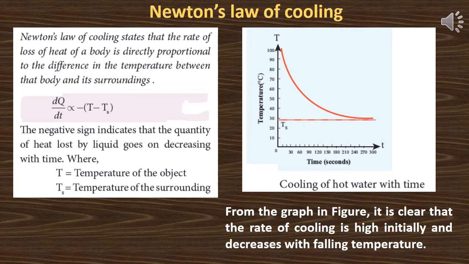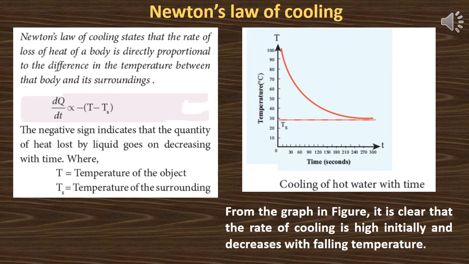dQ means loss of heat energy of the body, that is measured with respect to time. How much amount of heat is lost in a particular duration of time is called dQ by dt. That is directly proportional to T minus Ts. Here T is nothing but temperature of the object and Ts is nothing but temperature of the surrounding. Here the temperature difference is mentioned as T minus Ts, temperature difference between the body and the surrounding.